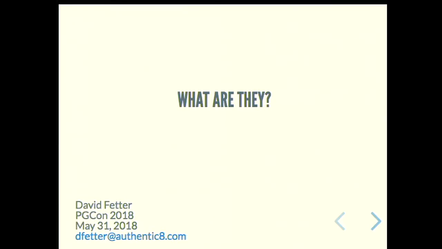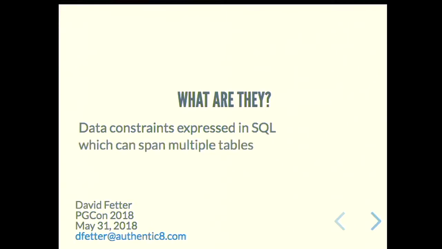But first, let's go to what are they? These are data constraints expressed in SQL, which can span multiple tables. So think of foreign keys as being the simplest type. We don't actually do foreign keys this way, but that's so you can constrain things across tables. And this is the thing, it greatly increases the capabilities that we have to make those constraints.